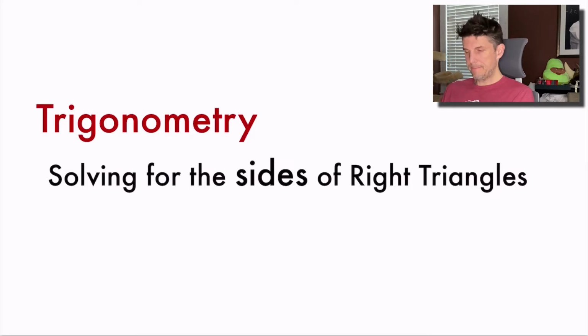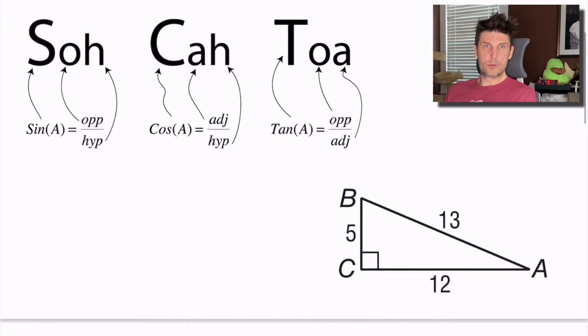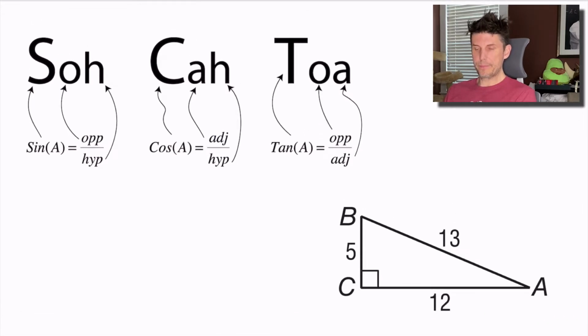All right, so let's review just the idea of trig in general. With trigonometry, you have three primary trig functions. You have sine, you have cosine, and you have tangent. And what they do is they represent the ratio of sides associated with a particular angle. So take this triangle, for example. It's kind of a classic Pythagorean triple. It's a 5, 12, 13, so all the numbers are nice.